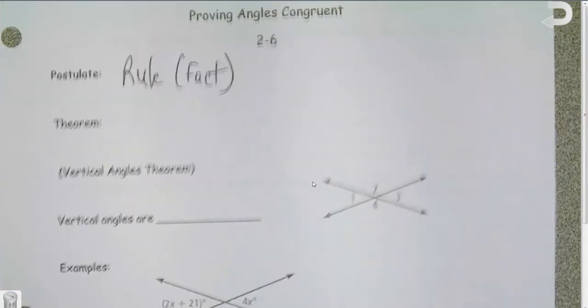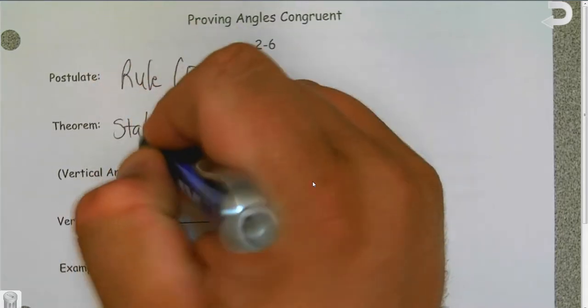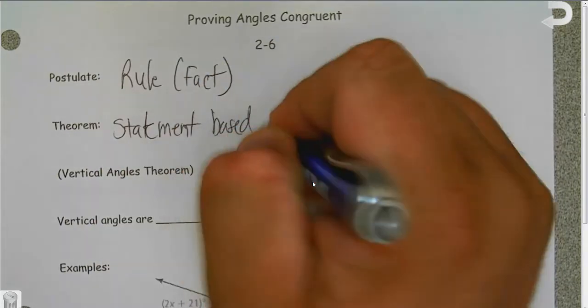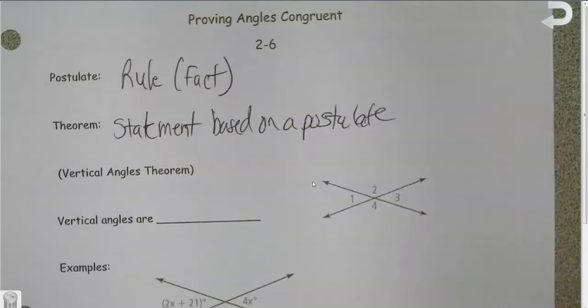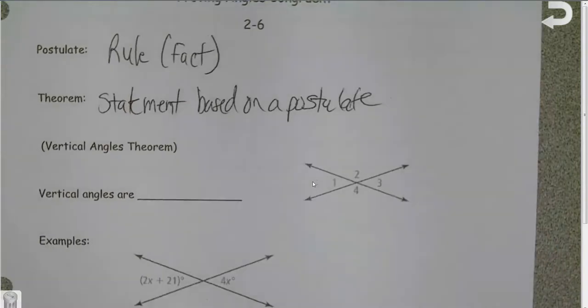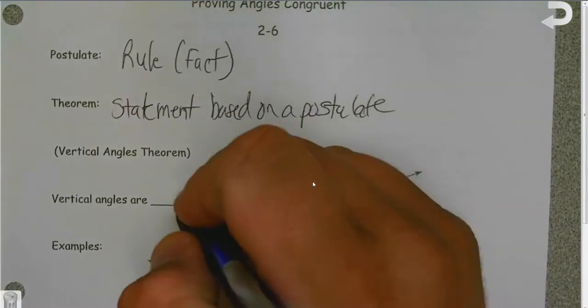So basically a theorem is a statement made based on a postulate. So we can calculate. Our first theorem is the vertical angles theorem. And basically all that this says is vertical angles are congruent.